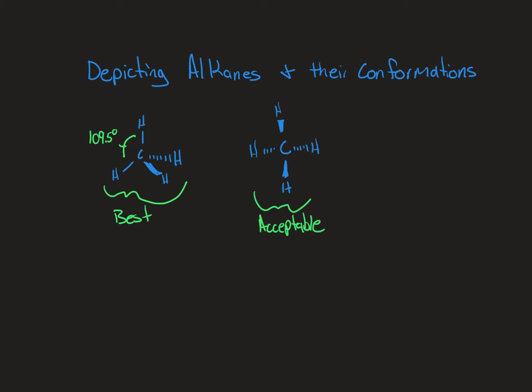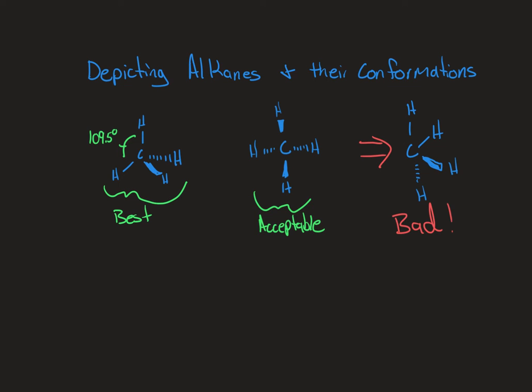Some common mistakes that I see. The first one is having all the bonds coming out on one side of the page. Hopefully you can see that none of those bond angles work, and it looks almost like there's a strong wind coming from the right-hand side of the page and blowing all those hydrogens to one side of the molecule. That's incorrect, and we don't want to draw it that way.